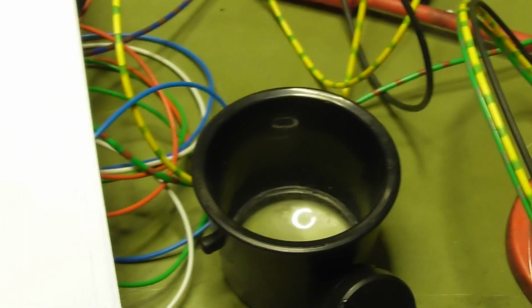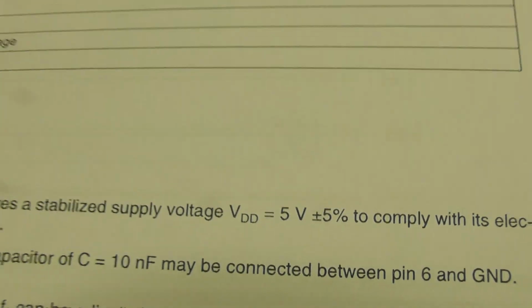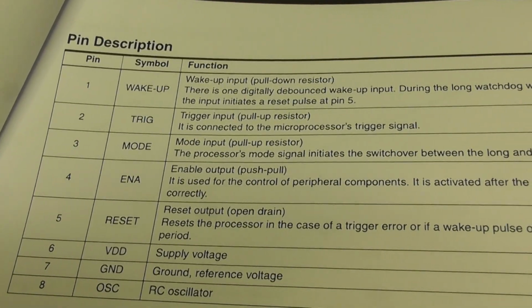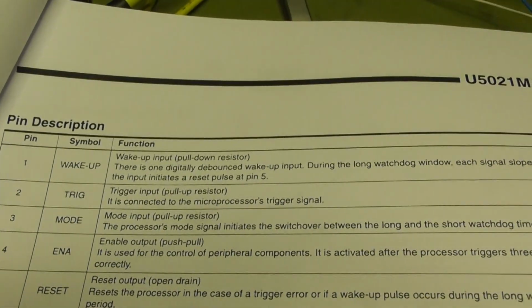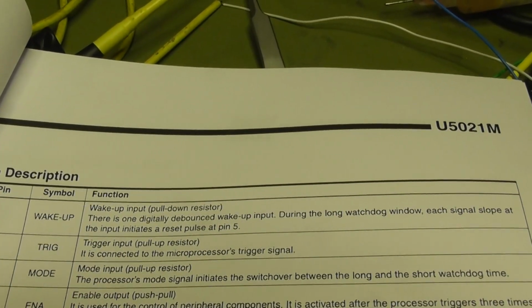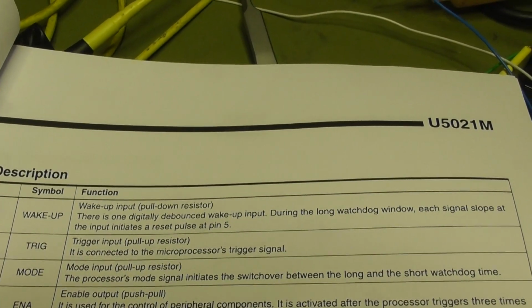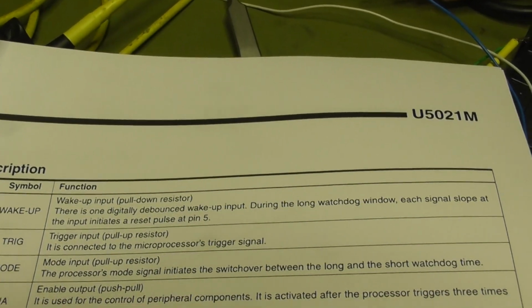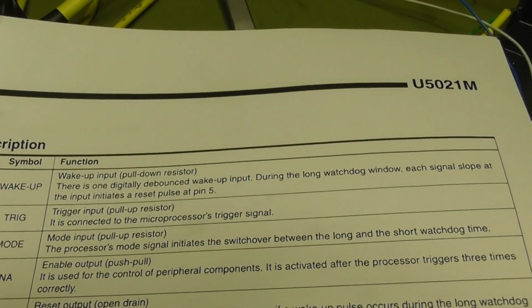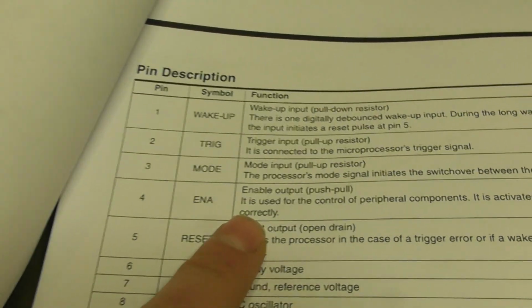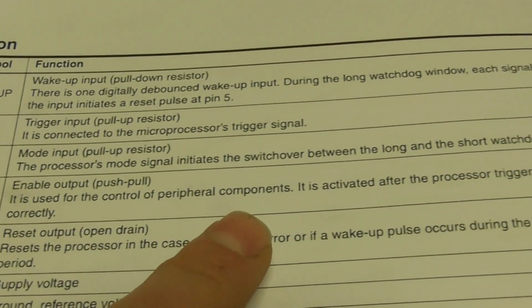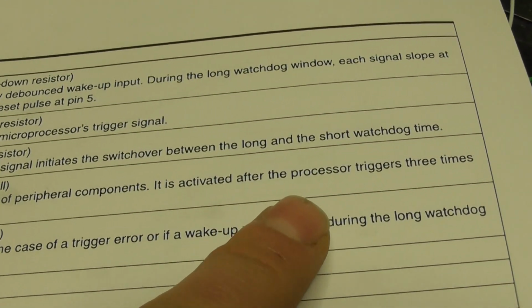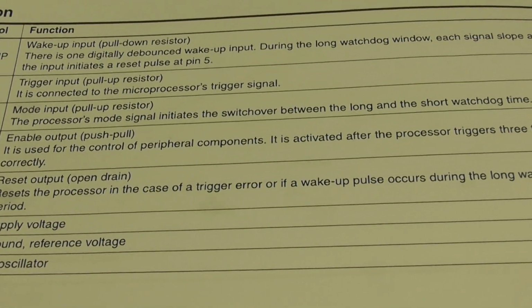Another thing, here are the description for each pin. This is not important at the moment, but I want to say, this enable output here goes high after 3 correct trigger events from the Motorola.